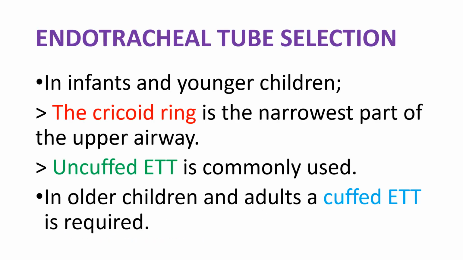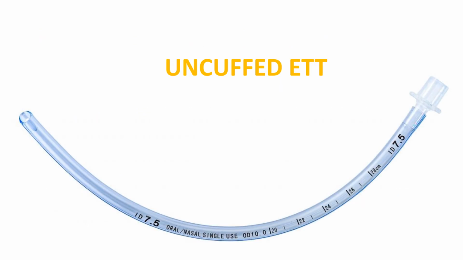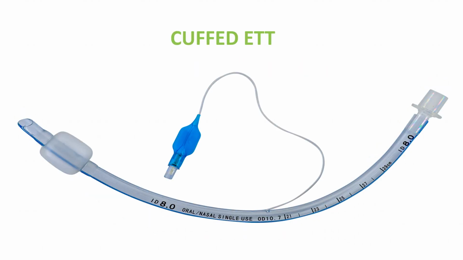In infants and younger children, the cricoid ring is the narrowest part of the upper airway, and uncuffed endotracheal tube is commonly used, while in older children and adults, a cuffed endotracheal tube is used. In this slide, kindly appreciate the uncuffed endotracheal tube. And in this slide, appreciate the cuffed endotracheal tube.